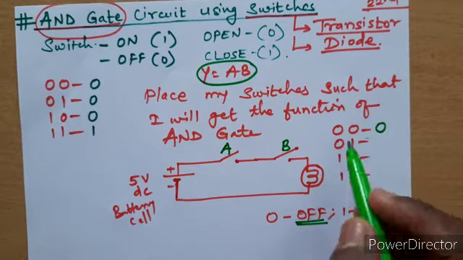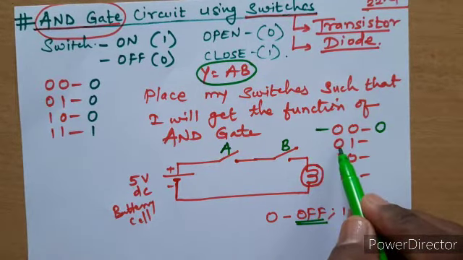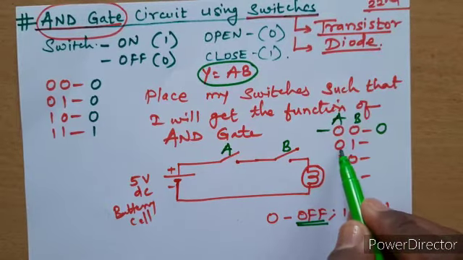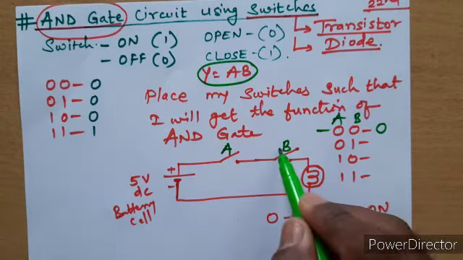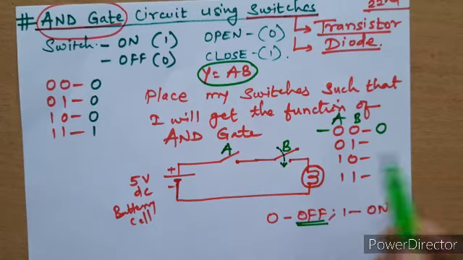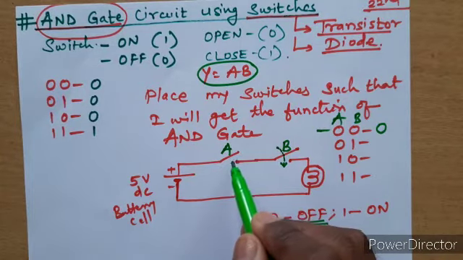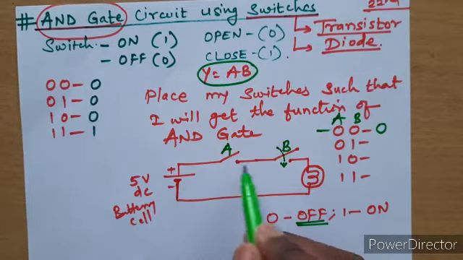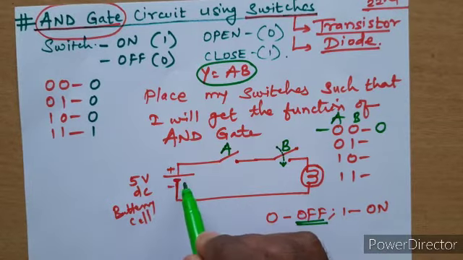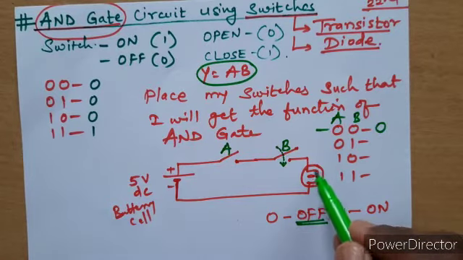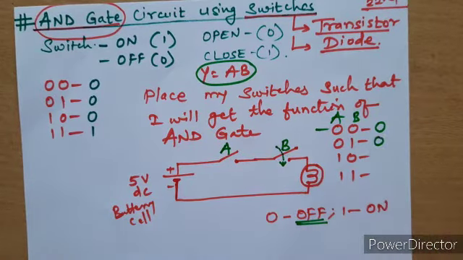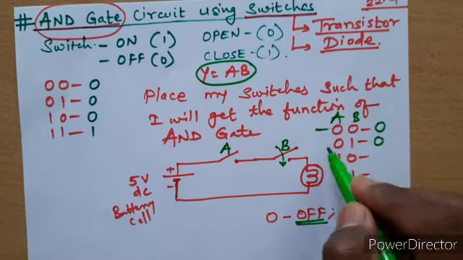Now this is the first case. In the second case, A is 0, so this is A, this is B. A is 0 means this is an open switch, the switch is not closed, and B is closed. Still we have an open circuit here. Now will the current flow from this battery to this LED? No, our LED is still off, meaning 0.